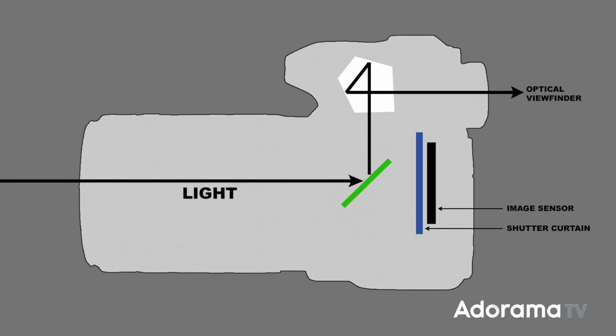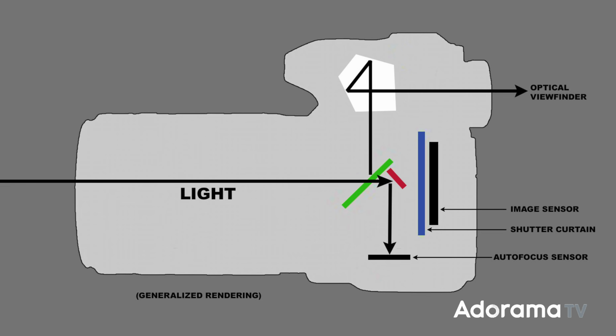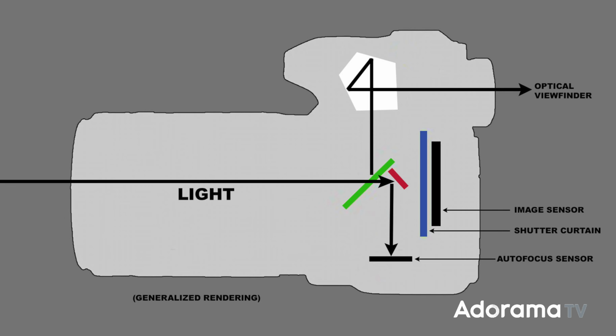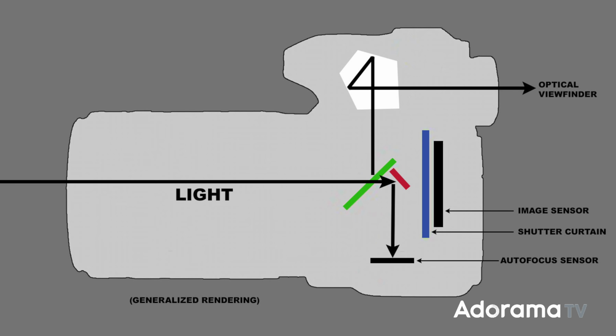First, DSLRs. Autofocus works differently depending on whether you're using the optical viewfinder or live view on a DSLR. When you're using the OVF, the main mirror directs some of the light down to a dedicated autofocus sensor, while the rest of the light goes up to the viewfinder so you can see the scene.